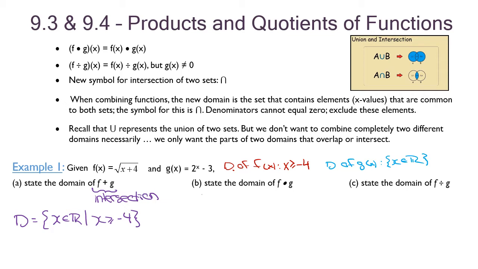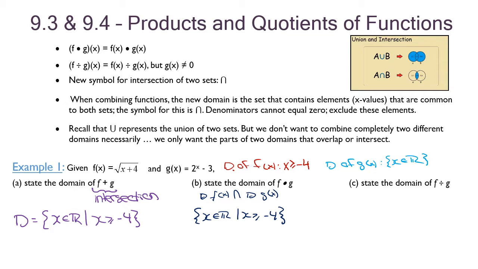We're looking for the domain of f at x and we're looking for the intersection of that with the domain of g at x. So that is the exact same that we just had for the previous question. The domain of f times g is x is an element of real numbers such that x is greater than or equal to -4. Okay, it's the same. What about the domain of f divided by g? So this one's a little bit different.